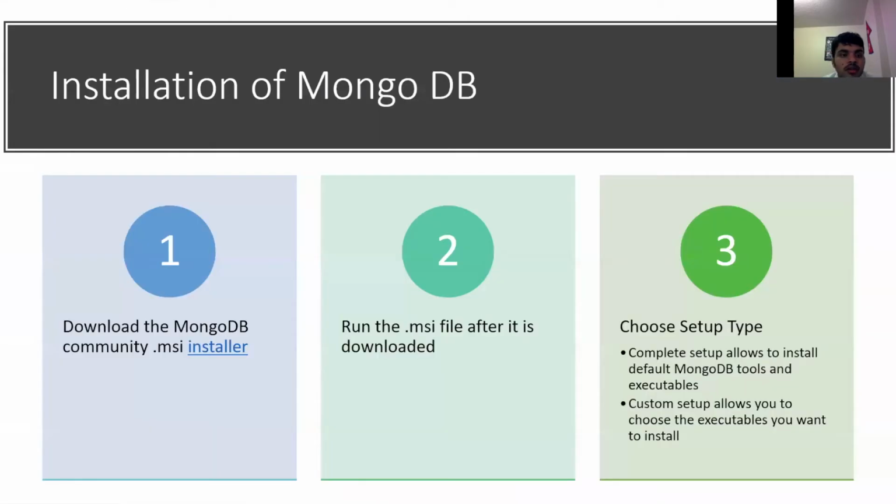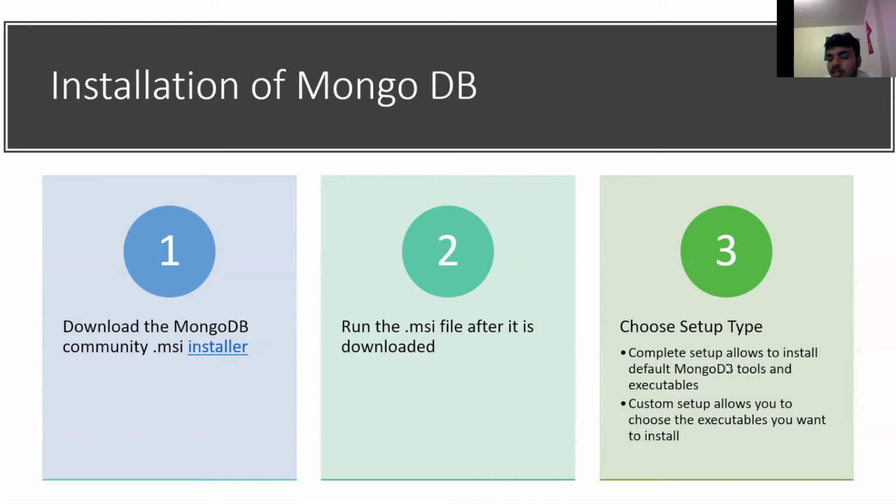So how to install MongoDB? You have to download the MongoDB installer from this link here. I have linked the URL to the installer, so you can check it out. It would download an MSI file. You have to download that MSI file and run it. It would ask you to choose a setup type. You'd have two options, either complete setup or custom setup.